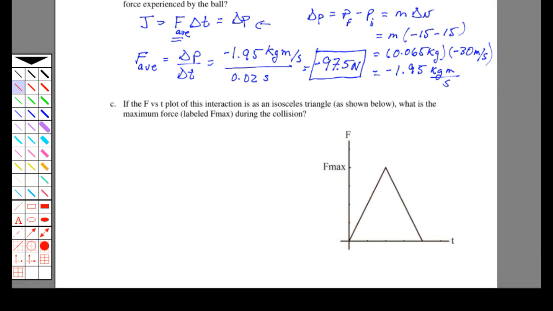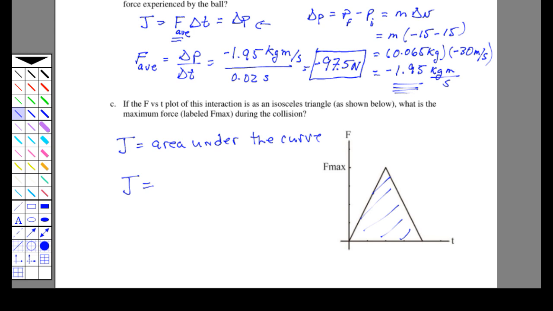So here we're given the force versus time graph for this interaction, and we're asked to find F max. So the trick here is to note that impulse, J, is equal to the area under the curve. Okay, so what we want is this area here. We've computed J above. J is this change in momentum we computed in part B, and we're going to take its magnitude. So J is equal to the area under the curve.